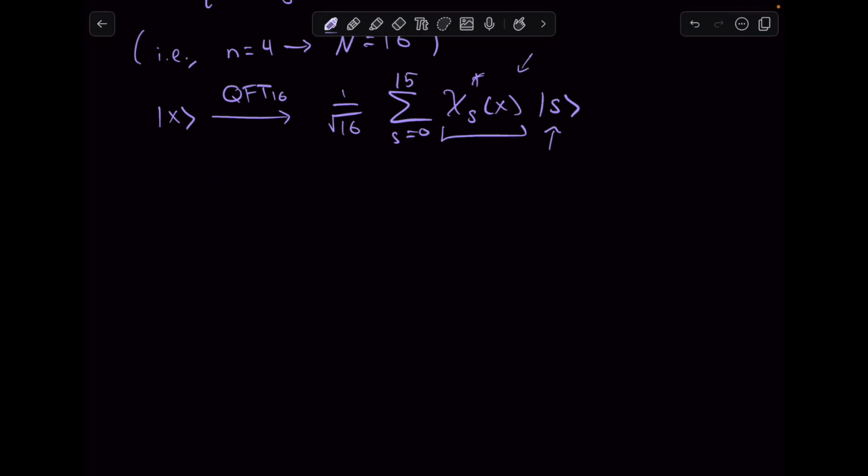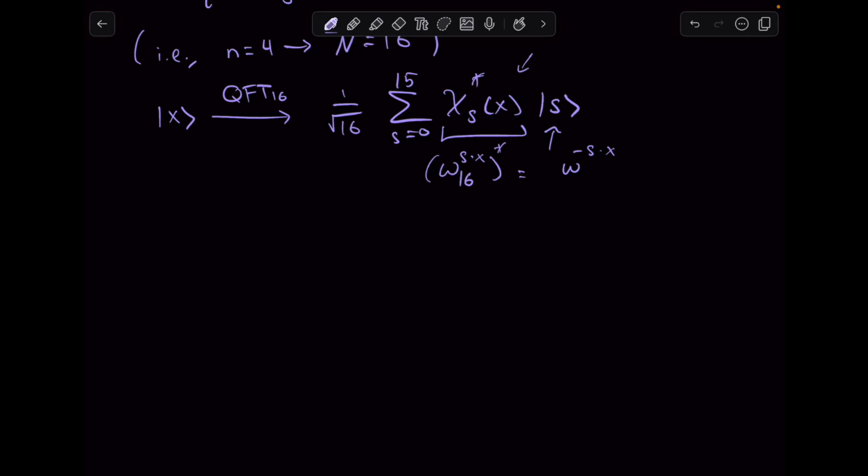Well, it's helpful to write this thing out explicitly. So in particular, this thing over here, this chi of s on x, is going to be the 16th root of unity for s dot x, and then conjugated. And when we conjugate this thing, we know we're just going to add a negative sign in the exponent. So there's going to be negative s dot x over 16. And we know everything is the 16th root of unity, so I'm just going to drop this notation now. So this is what we're going to write.